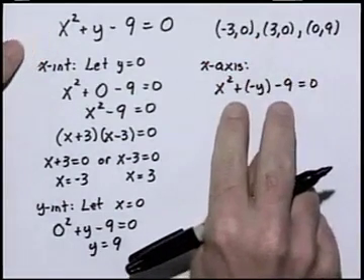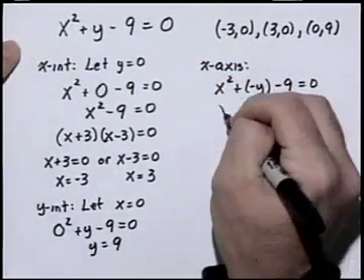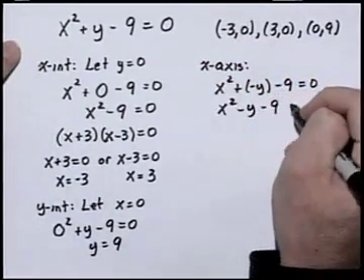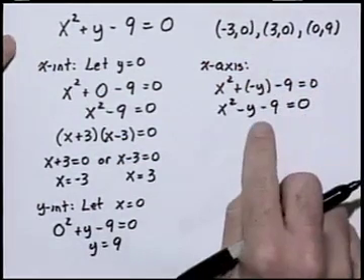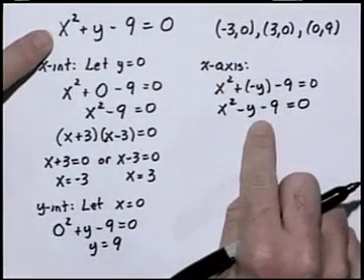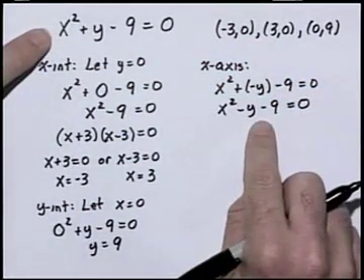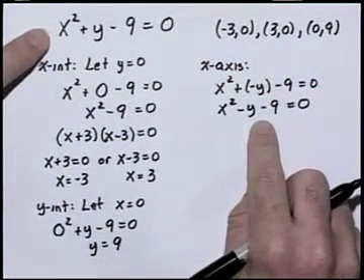Well, upon simplifying this expression, we get x squared minus y minus 9 equals 0, which is not equivalent to the original equation. Therefore, this graph will not have x-axis symmetry.